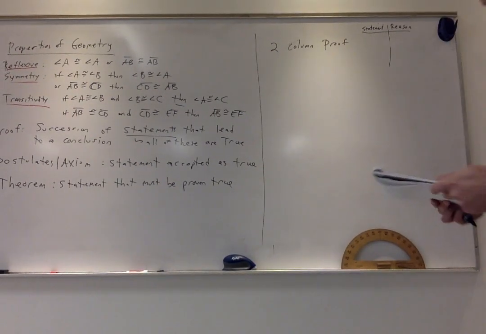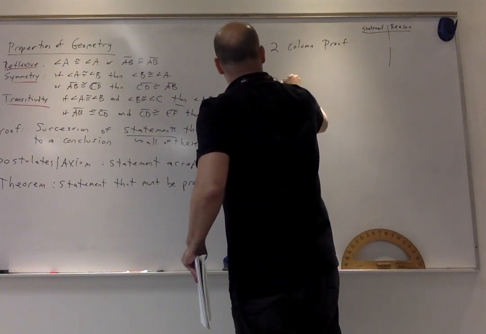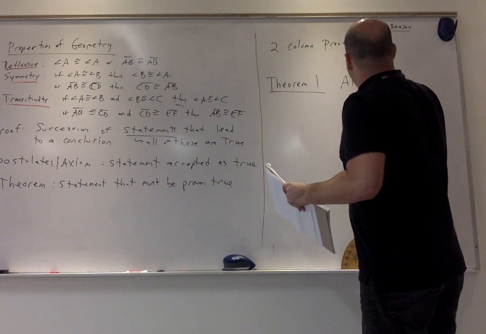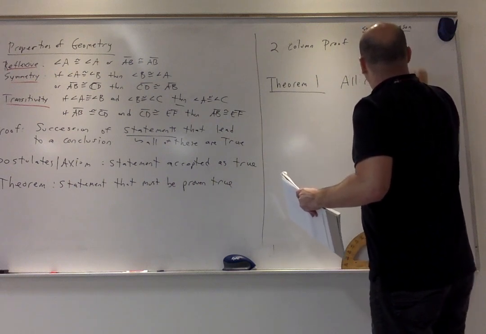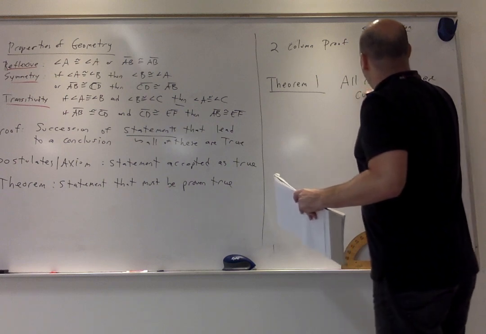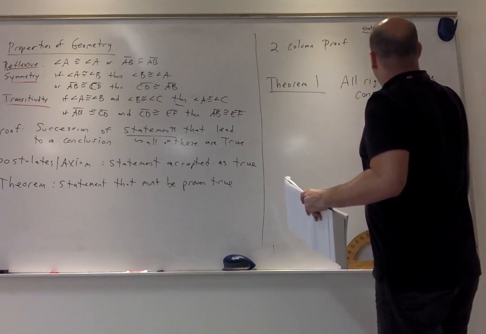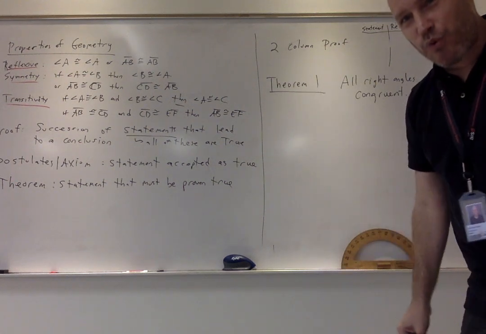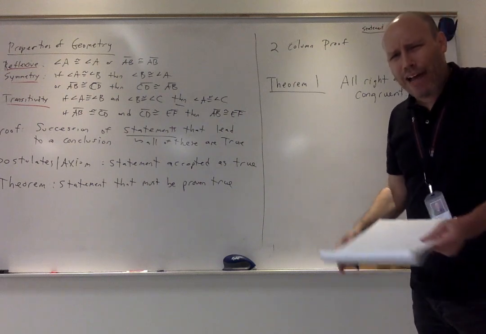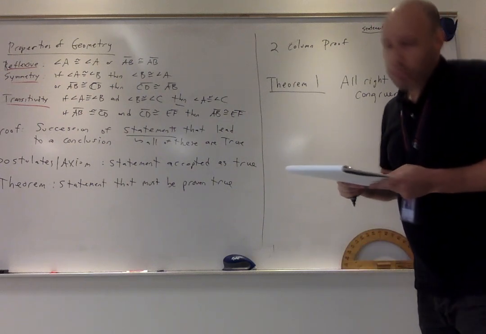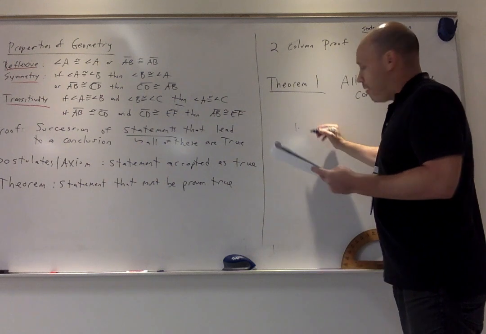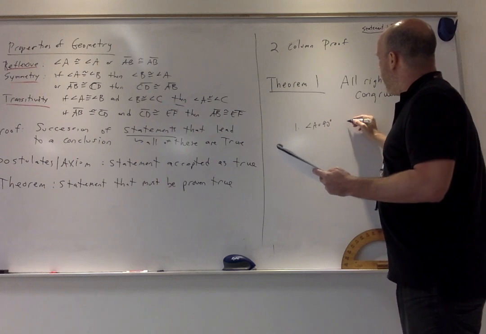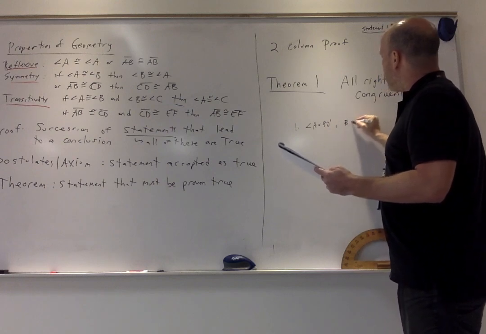Let's begin. Theorem 1. All right angles are congruent. Is that a theorem or a postulate? It's a theorem. We have to prove it. How do we prove that every single right angle is congruent? Well, we can start off with a given. 1. Angle A equals 90 degrees. Angle B equals 90 degrees.